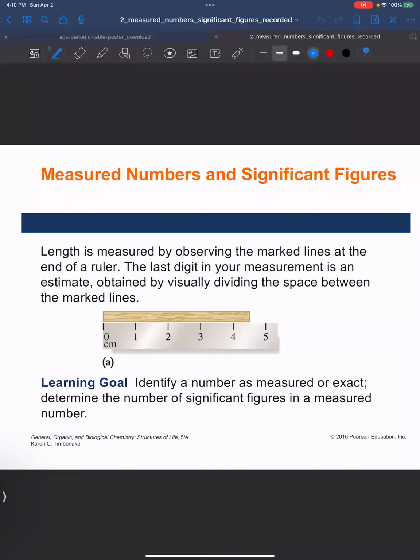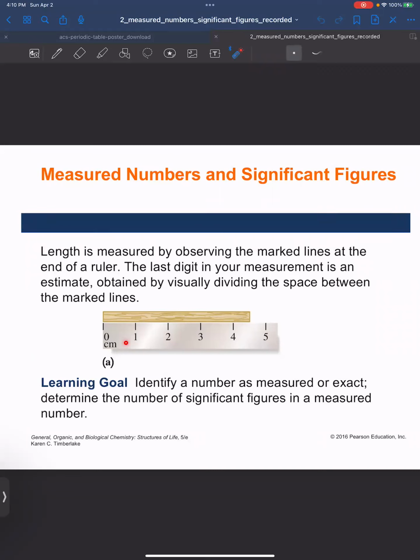Hi everyone, welcome back. In this video, we will discuss measured numbers and significant figures. The learning goal for this video is to be able to identify a number as measured or exact, and to be able to determine the number of significant figures in a measured number.